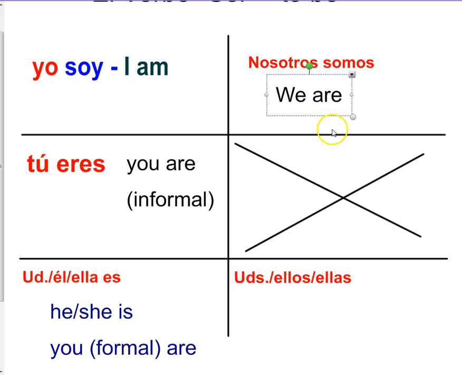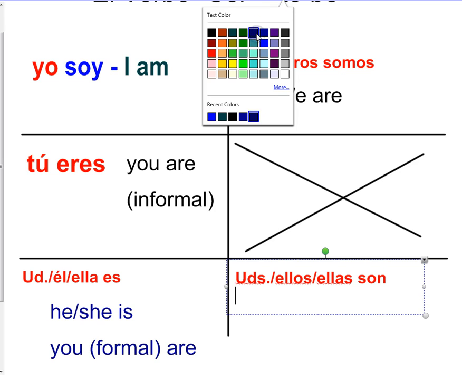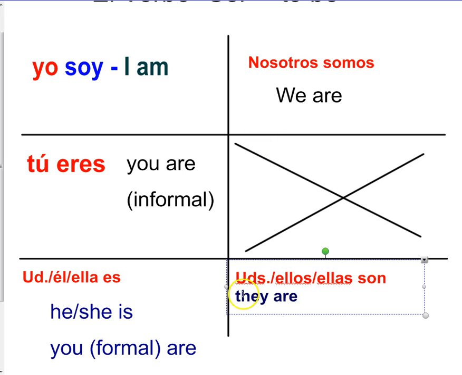We are. And the last one, to be able to say they, which is ellos, or they, ellas, a group of girls, or to be able to say y'all are, in Español, we use the word son. Ustedes son, ellos son, or ellas son. You choose one of them. And what it means is they are. Or you plural, or y'all are. Let's put y'all there. Y'all or they are.